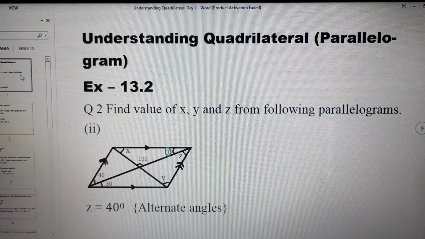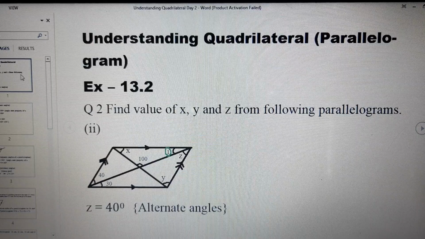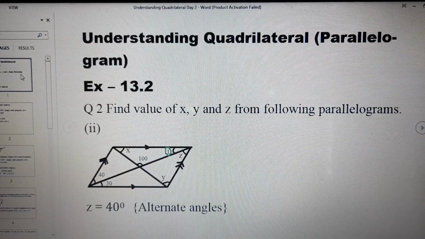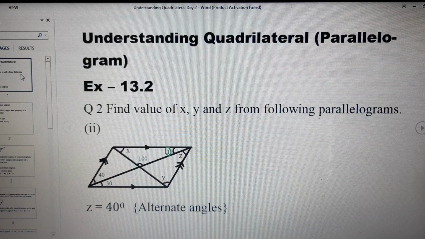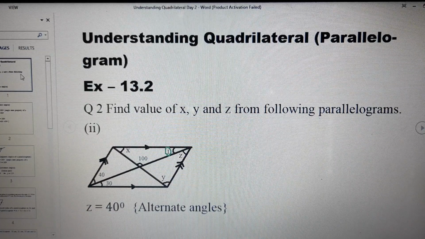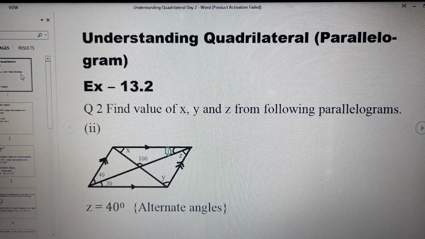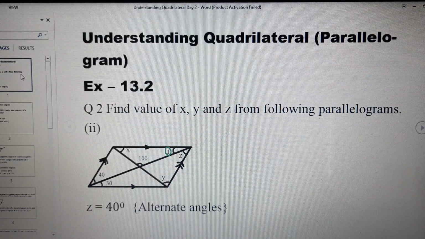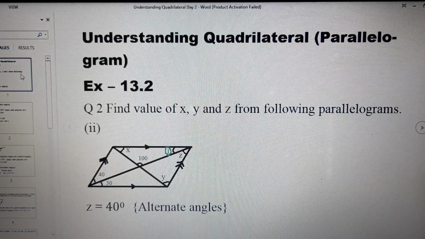Good morning, children. Today we are going to start with the second exercise of the chapter Understanding Quadrilaterals, exercise 13.2. Basically, we are going to study the application of all the properties of a parallelogram and rhombus here. Clear? So, let us take a quick recap of all the properties of a parallelogram.